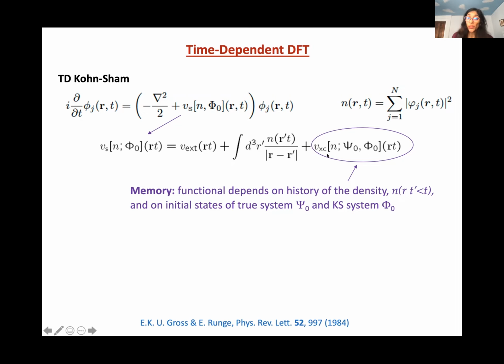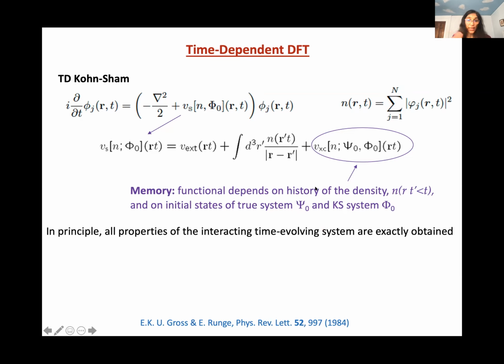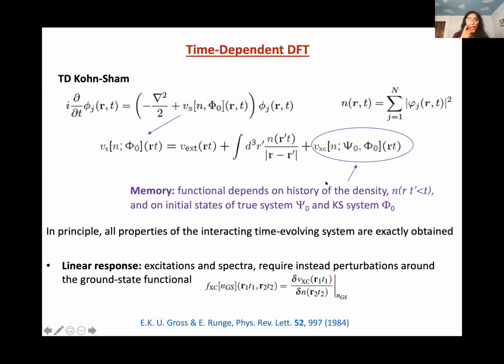There's also another source of memory. We call that initial state dependence memory, but there's another source of memory in that the potential at time t depends not just on the density at time t, but on its entire history. Okay, and again, if somehow we knew this exactly, we would get the exact results of the interacting system, and of course we don't have it exactly, and I'll get back in a minute to how we approximate this usually in calculations.